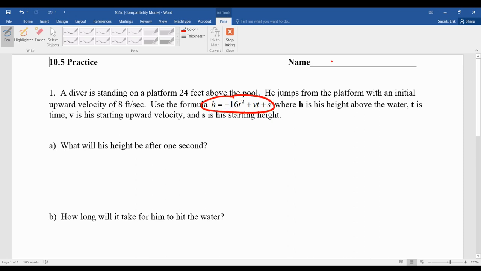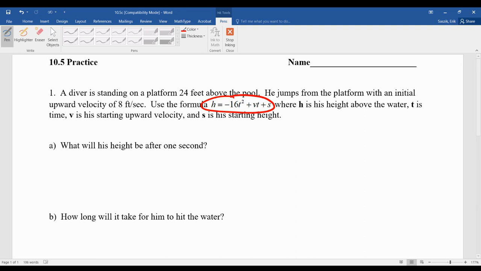that expresses the diver's height above the water in terms of the information given. So here it says h is the height above the water. t is time in seconds. v is the starting upward velocity, and you see that was given to us as 8. And s is the starting height, that's 24. So we know what v and s are. There's actually just one variable here, in this case, the t.